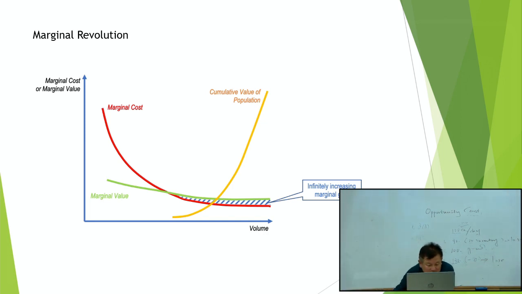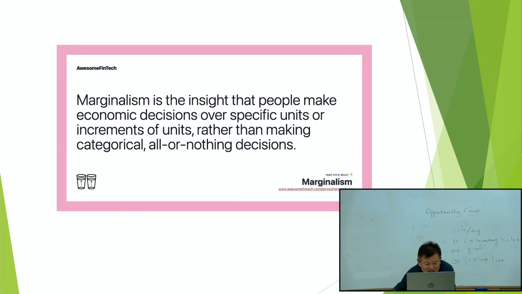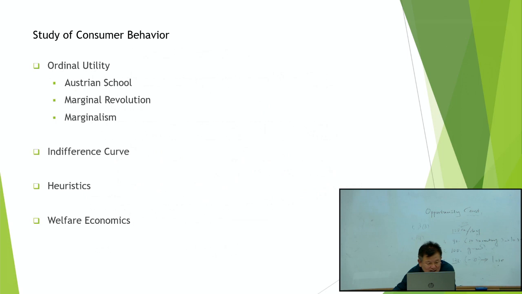Okay, so because it's ordinal utility, we cannot calculate. That's why we have other methodology to explain ordinal utility. So marginalism is also very useful here. Okay. The marginal revolution means this type. Okay. I have a question for you.